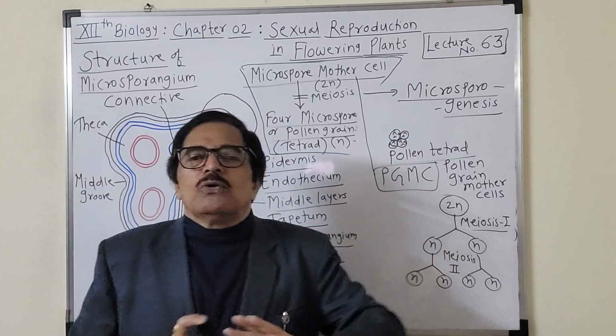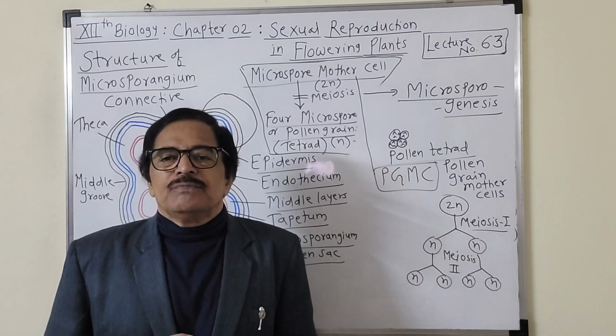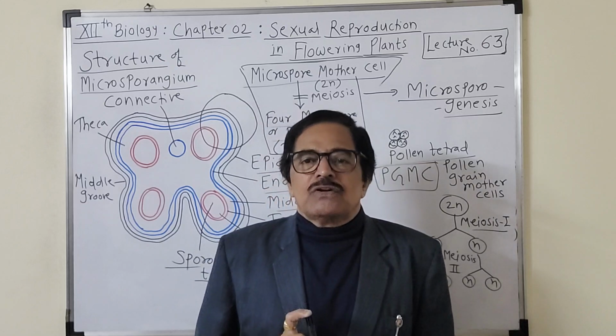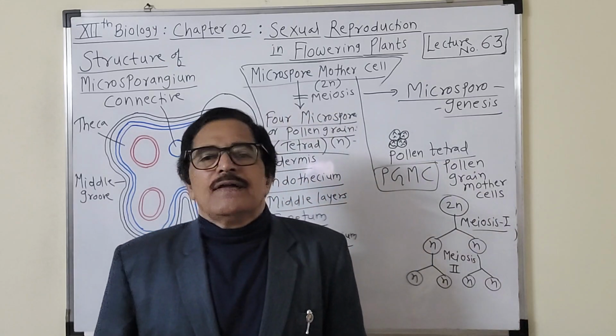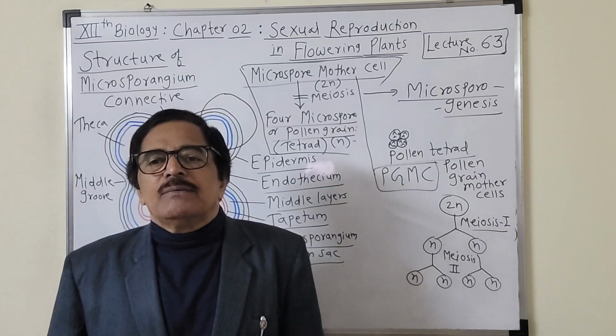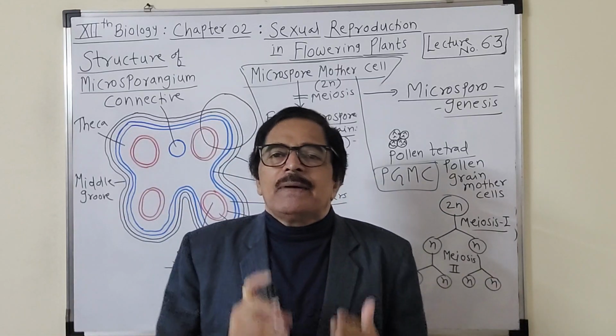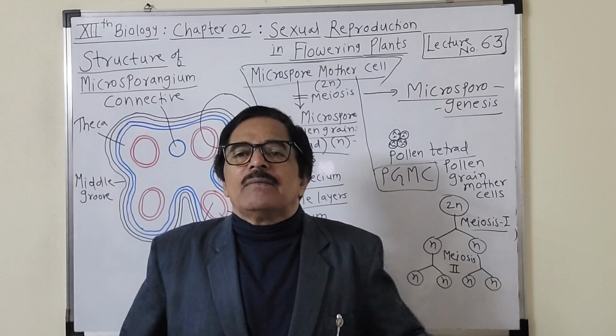अब ये समराइज करो TS ऑफ एंथर को. अब हम उसके बाद पोलन ग्रेन का स्ट्रक्चर लर्न करने वाले हैं. स्ट्रक्चर ऑफ पोलन ग्रेन और माइक्रोस्पोर, that is also very essential, very important part to learn the male gametophyte. ओके, तो इसलिए पहले ये अच्छी तरह से ध्यान में ले लो.